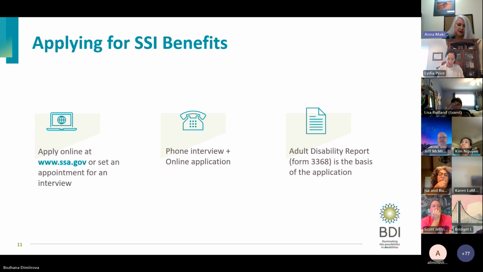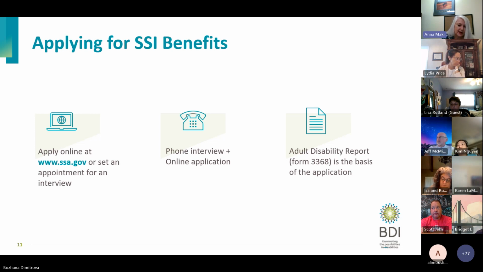I really encourage you to print out the Form 3368 and fill it out first and then go online to do the application, because when you're doing the online application, you can't forward through all the screens. You do one screen at a time, and if you can't complete the information, you have to save and exit. So if you have all the information from your Adult Disability Report, it's going to be super easy to complete that online application. It's going to take you about a half hour to do that.